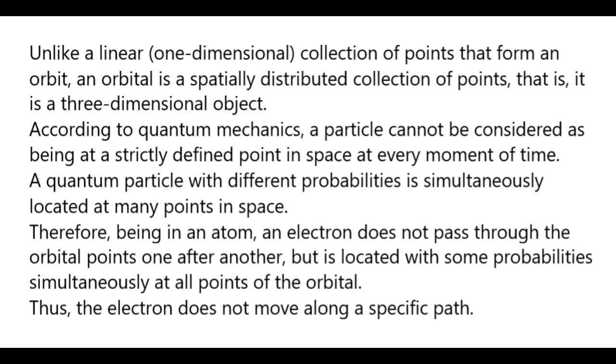According to quantum mechanics, a particle cannot be considered as being at a strictly defined point in space at every moment of time. A quantum particle with different probabilities is simultaneously located at many points in space. Therefore, being in an atom, an electron does not pass through the orbital points one after another, but is located with some probabilities simultaneously at all points of the orbital. Thus, the electron does not move along a specific path.